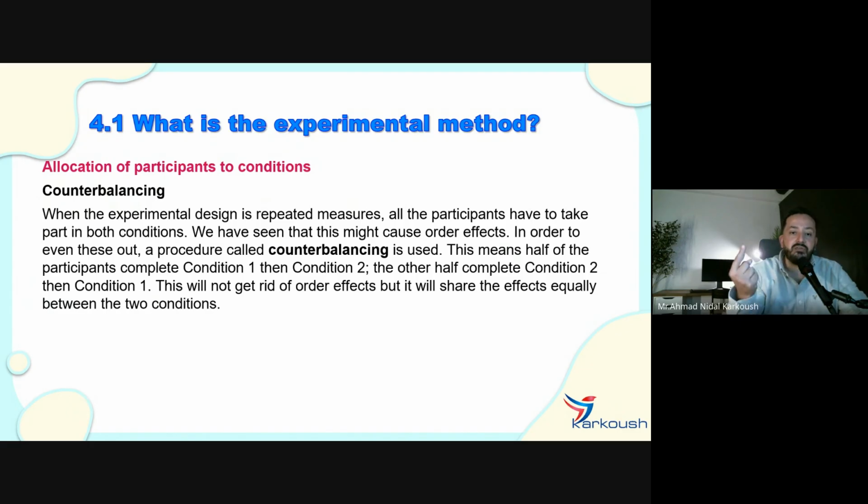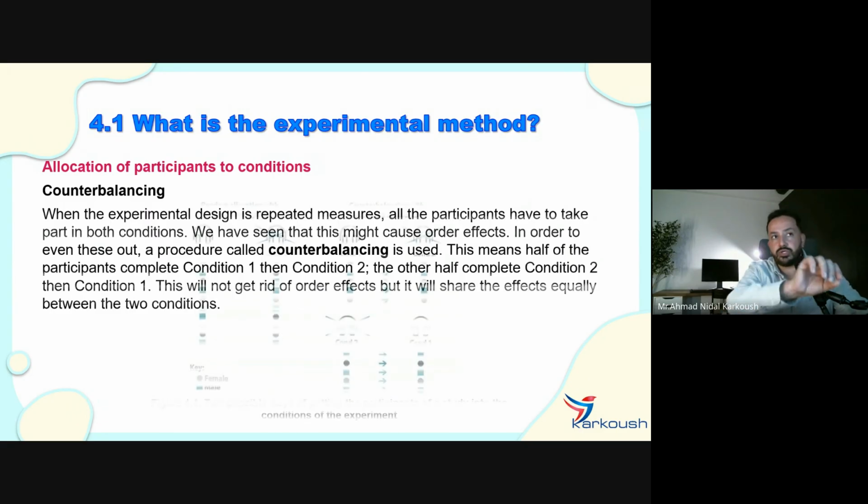Technically speaking, when I have the same person going through both conditions, A and B, I do something called counterbalancing. Half of the participants do condition 1 and then condition 2, and the other half do condition 2 and then condition 1. This will not get rid of the order effect, but it will make sure that the effects are equally balanced between the two conditions.